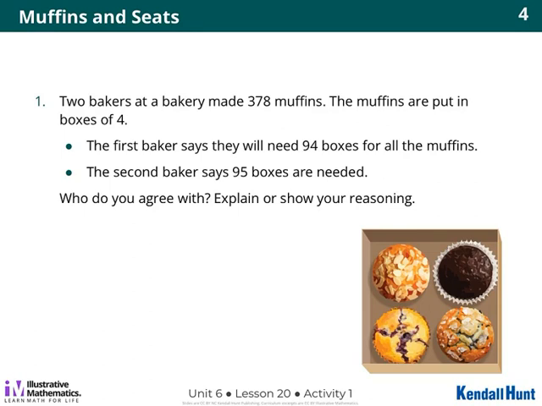Two bakers at a bakery made 378 muffins. The muffins are put in boxes of 4. The first baker says they will need 94 boxes for all of the muffins. The second baker says 95 boxes are needed. Who do you agree with? Explain or show your reasoning.